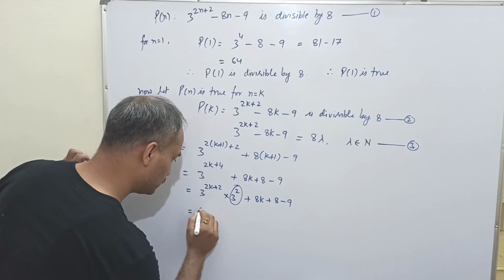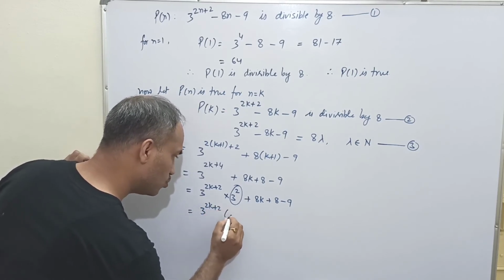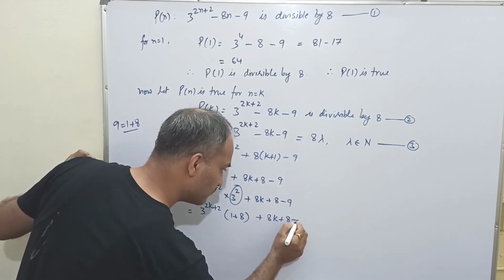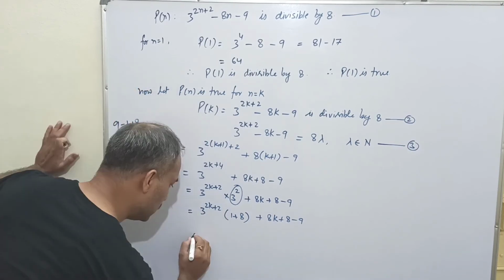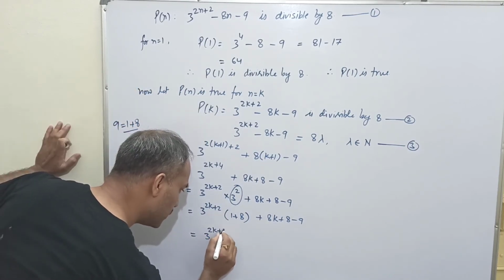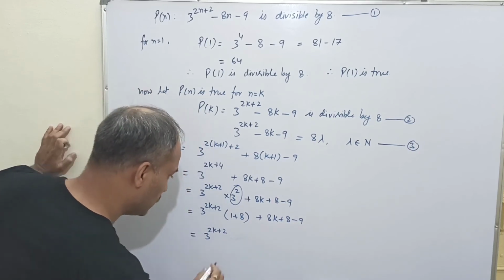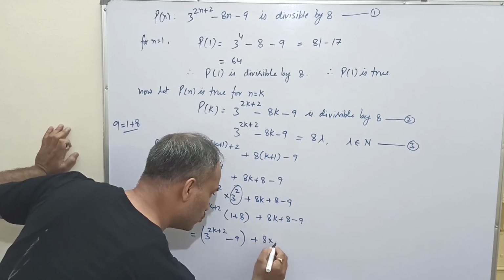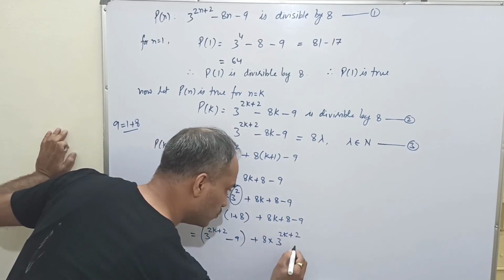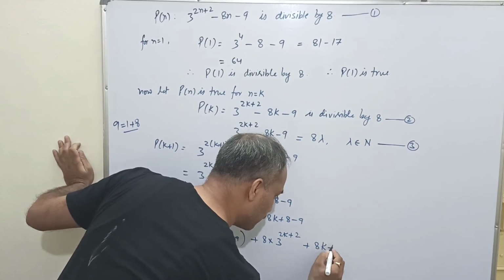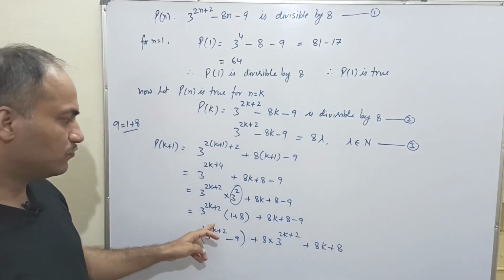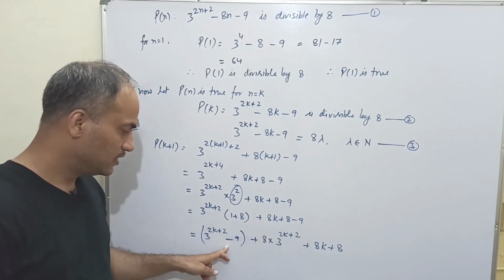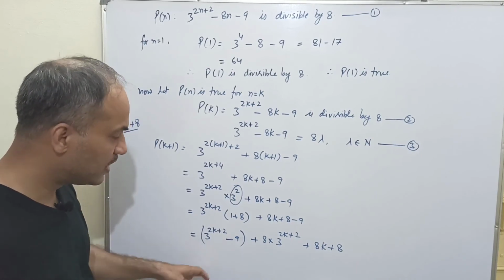So this becomes 3 to the power 2k plus 2 into 1 plus 8, plus 8k plus 8 and minus 9. Now simplify. This becomes 3 to the power 2k plus 2. We can keep this 9 over here, so minus 9. Now this 8 into 3 to the power 2k plus 2, and next term we have 8k and plus 8. So what we have done, we have opened this bracket and we have kept this minus 9 here with the first term. Why I did this?